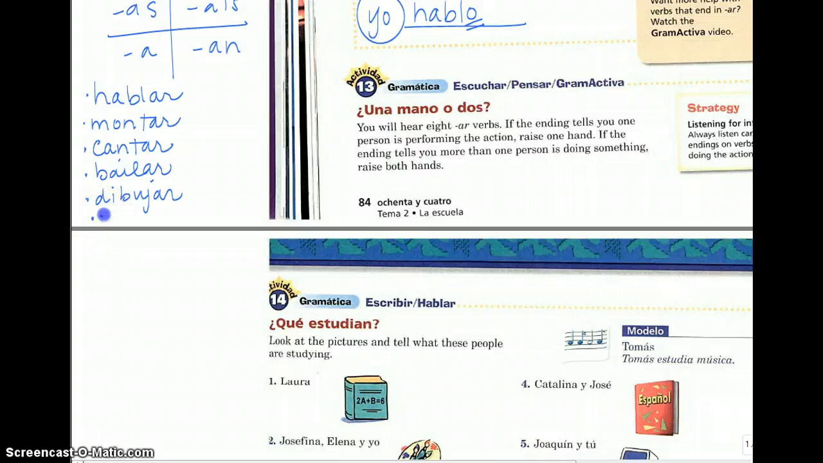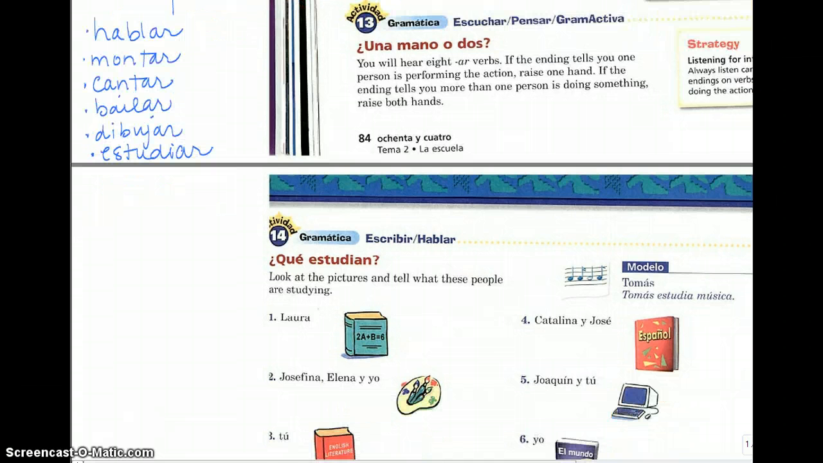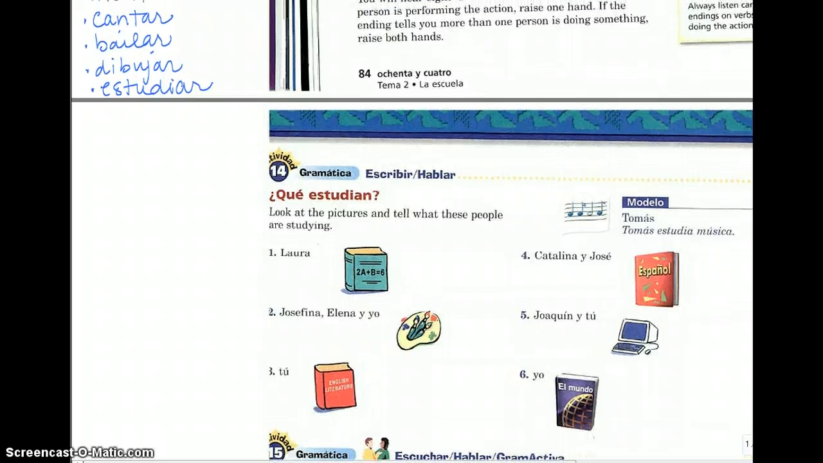Another verb you can use this with is estudiar, which means to study. And so for your homework tonight, I just want you to do this exercise right here, 14. And you're going to use this verb, estudiar, to answer those questions. So look at the pictures and tell what each of these people are studying. So you know Laura is studying math. So your sentence is going to say, Laura studies math. The model up here will help you because you're going to conjugate estudiar.